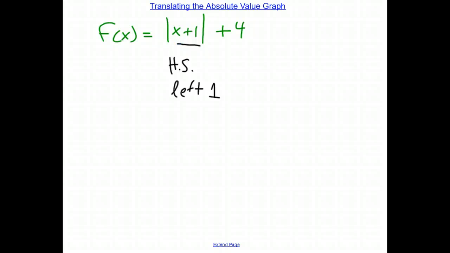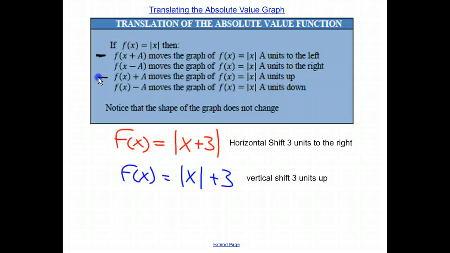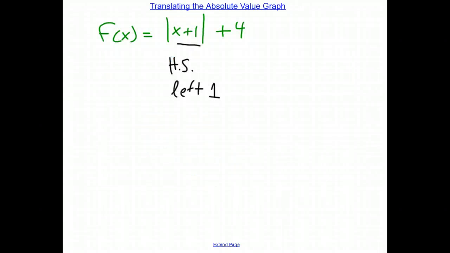Well, we also have something that looks like this, right? We have the absolute value of x plus another value. We have the absolute value of x plus 4. So what does this tell us? Well, this right here is a vertical shift, VS, up 4. Right? So what does this actually mean for our graph? Well, let's take a look.